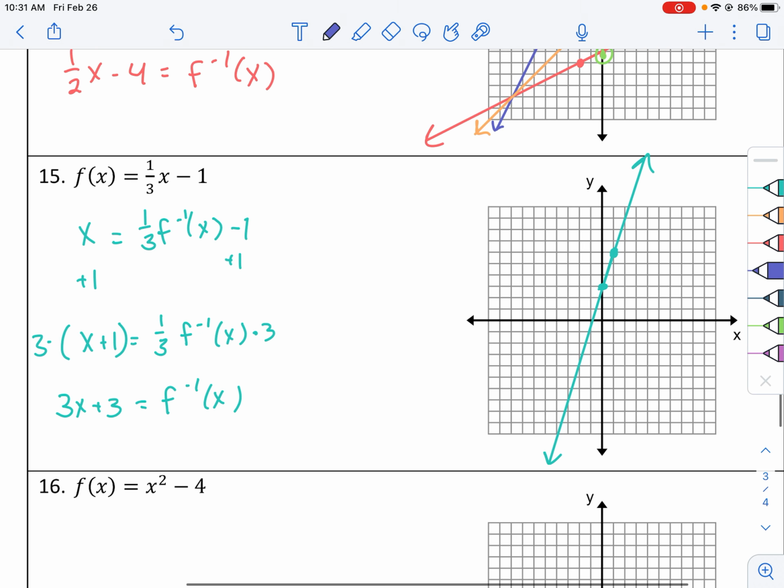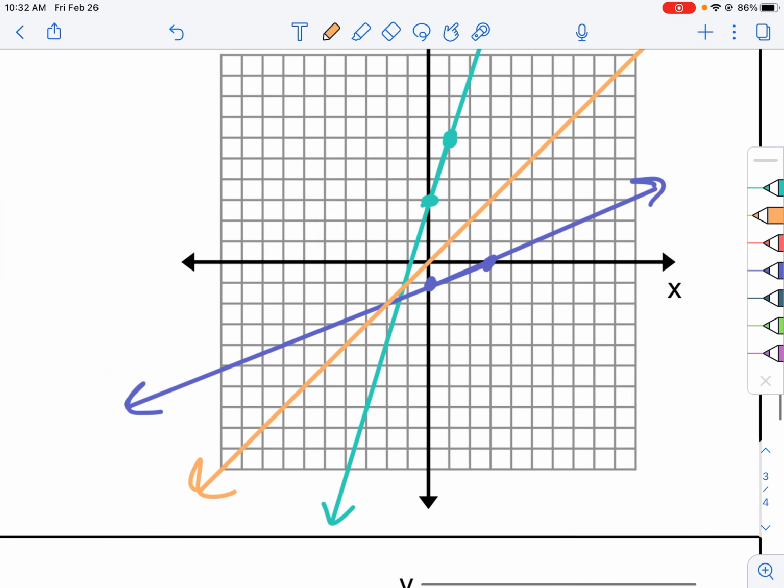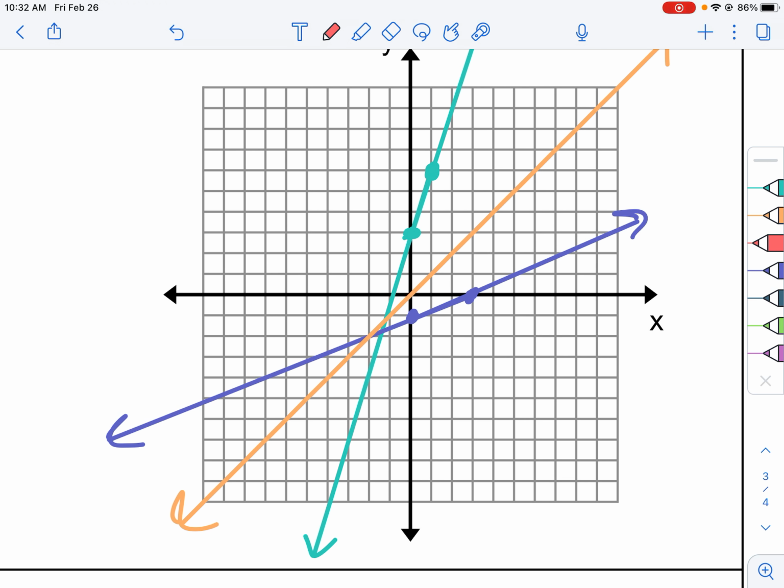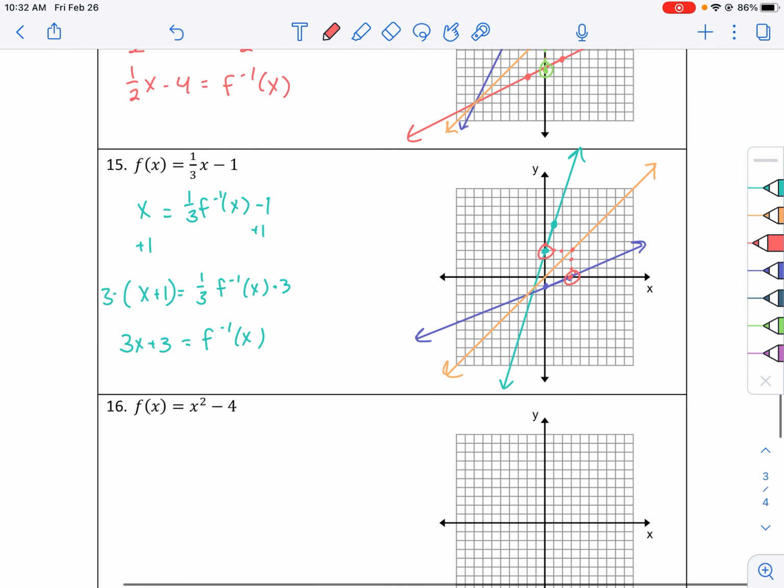Okay, the original function, I'll graph it in that light blue again, is negative 1, and then it's going up 1 to the right 3. So here's this graph. Draw in the line y equals x, because we need to verify that this is good. So we'll just take this point, 1, 2, 3 from the line, 1, 2, 3 down. Yep, looks good. All right.